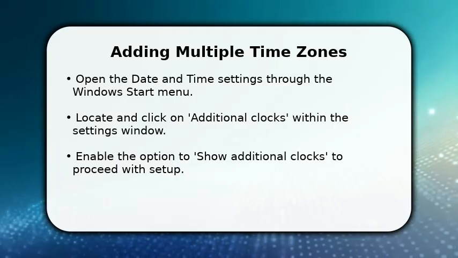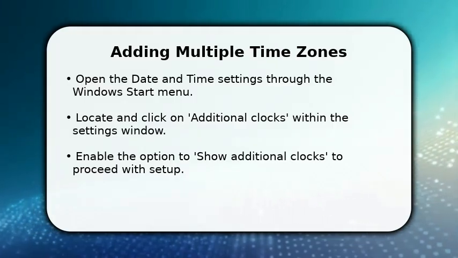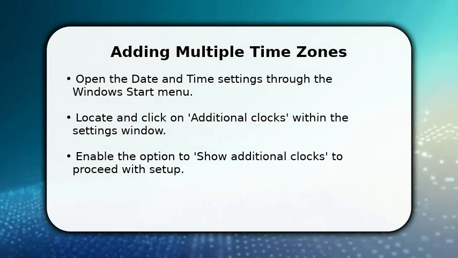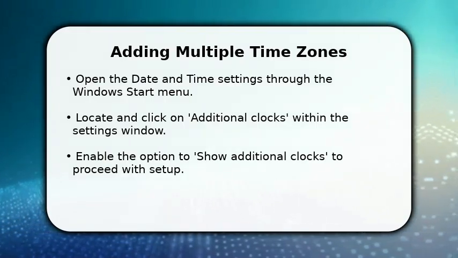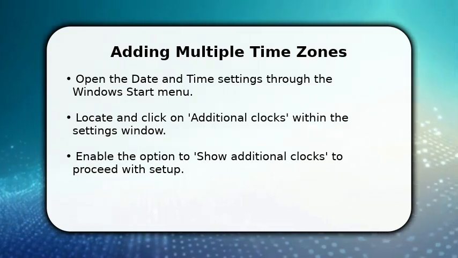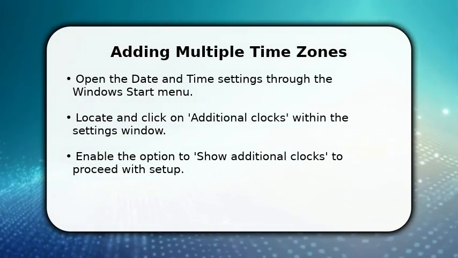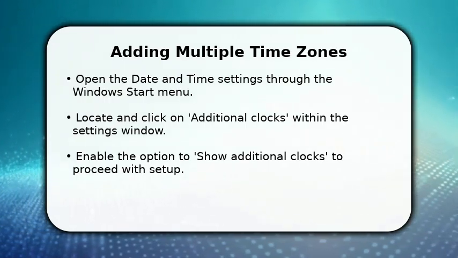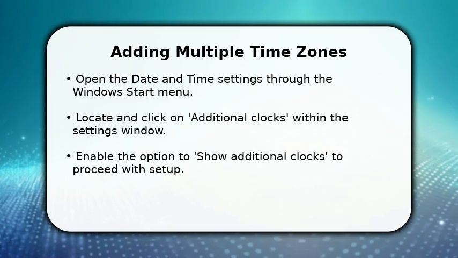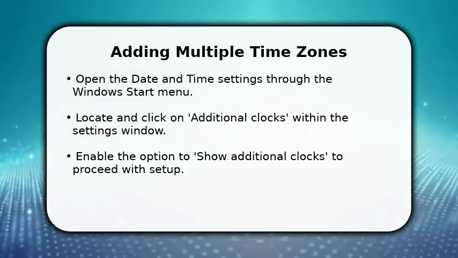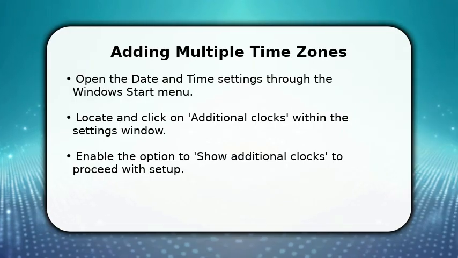Enjoy the video. In this video, I will explain how to set up multiple time zone clocks on Windows. First, navigate to your date and time settings. You can easily find this by right-clicking the clock on your taskbar and selecting Adjust Date and Time, or by searching for Date and Time settings in the Start menu. Once there, scroll down and click on Additional Clocks. Then, check the box that says Show Additional Clocks to begin adding your desired time zones.